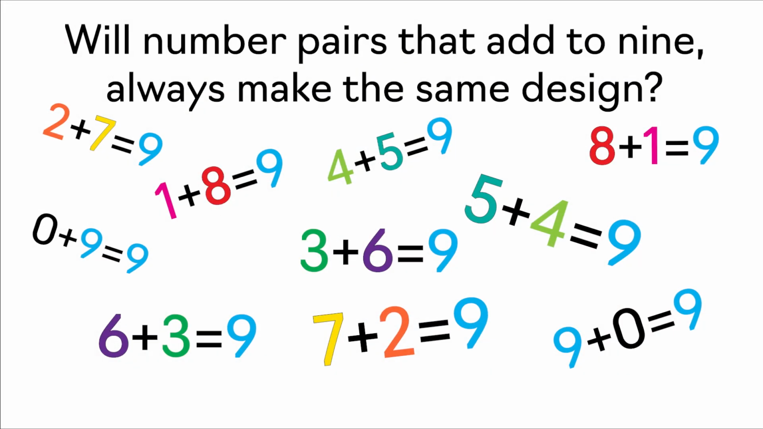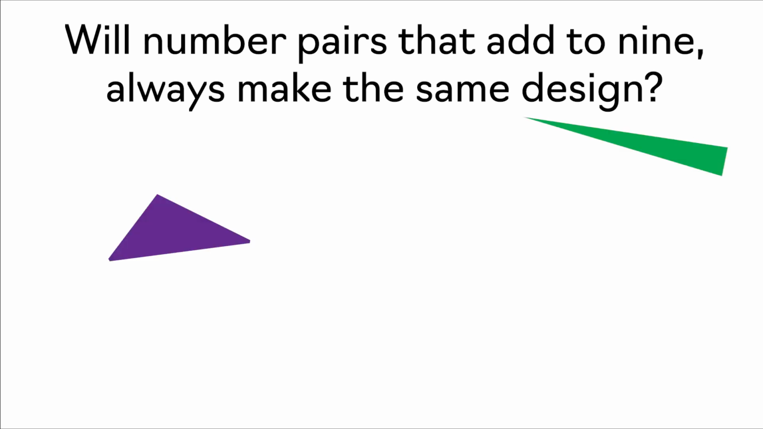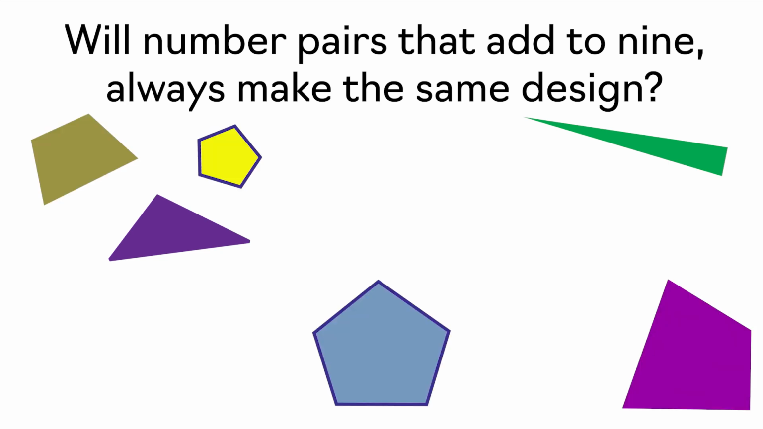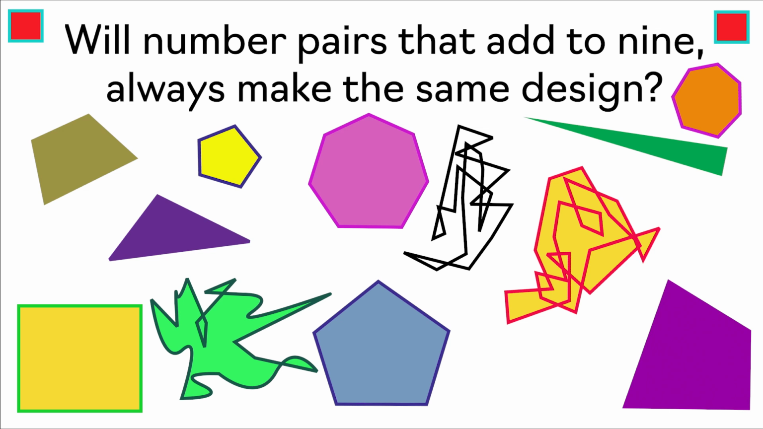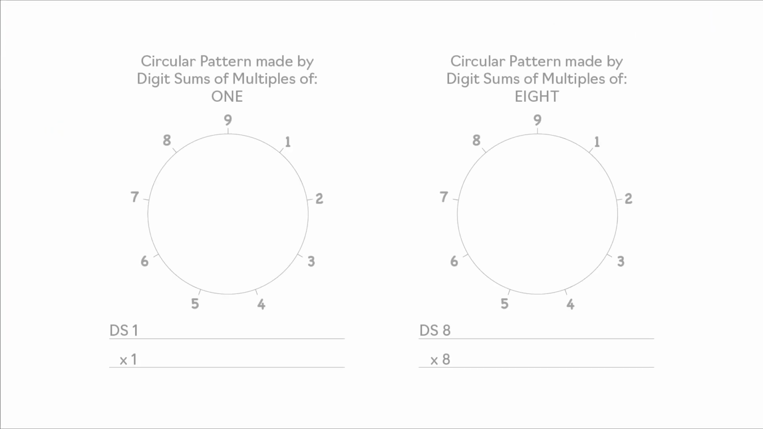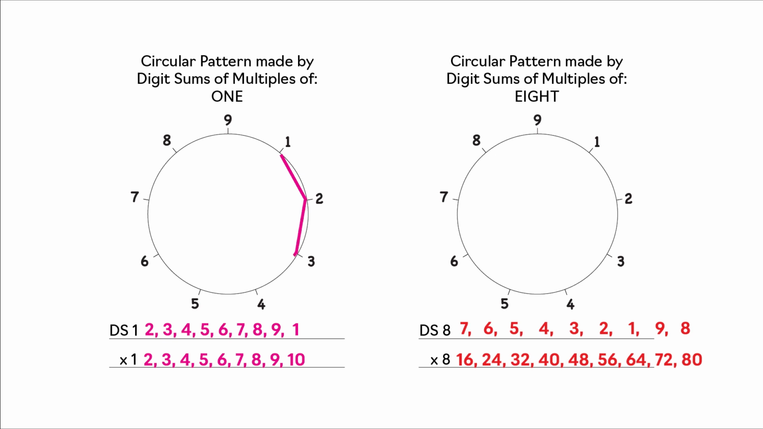Will number pairs that add to 9 always make the same design? Will each of them make triangles? Could there be some quadrangles? Or pentangles? Or septangles? Right angles? Or just plain tangles? Try more number pairs. This game's not done. This time, look at 8 and 1. This pattern's not at all the same as that of 6 and 3.